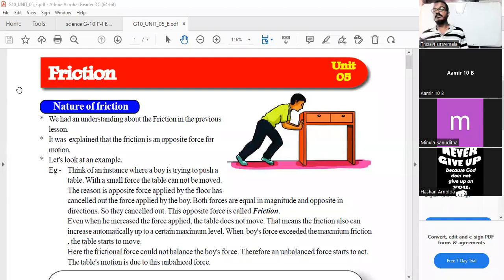See, nature of friction. So as I told you earlier, in that day, friction is a force opposing the motion. That day we discussed when we try to push something, when we apply a small force, we can't push it. The reason, my force is cancelled off by the automatically generated frictional force, right? So the frictional force will act on moving objects, or if an object has a tendency to move.